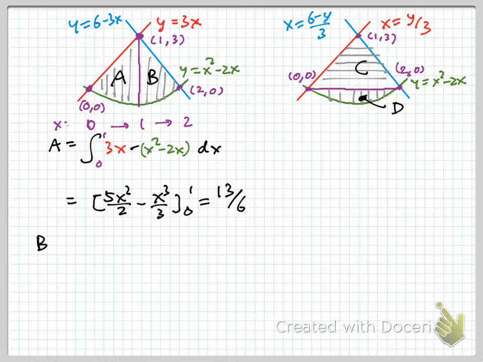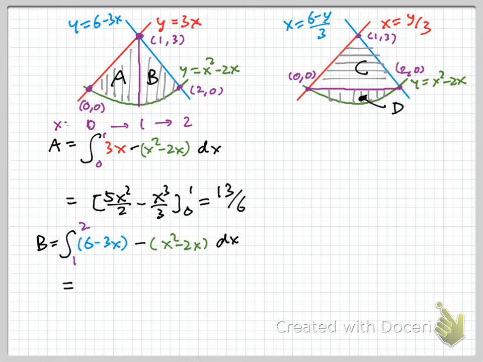By a similar token, B will be like this, but in B that would be the blue: 6 minus 3x, subtract the green, x squared minus 2x. Notice in region B, the blue is always over the green, so it should be the blue subtract the green. And the boundary should be from 1 to 2. Don't forget the dx.